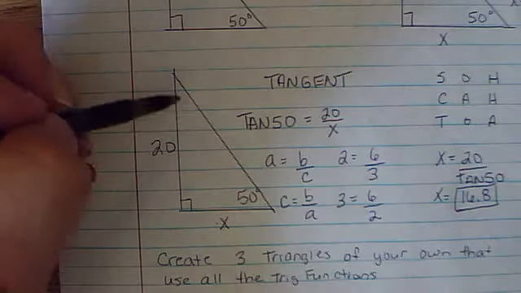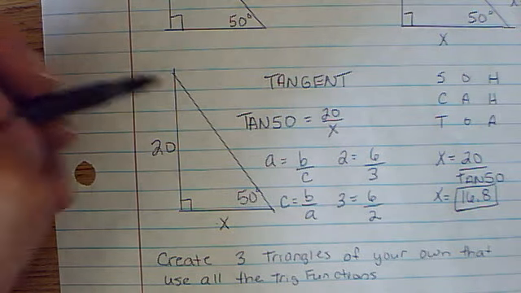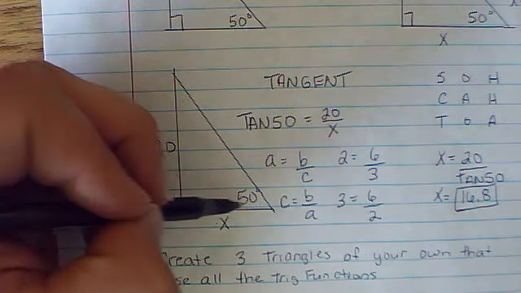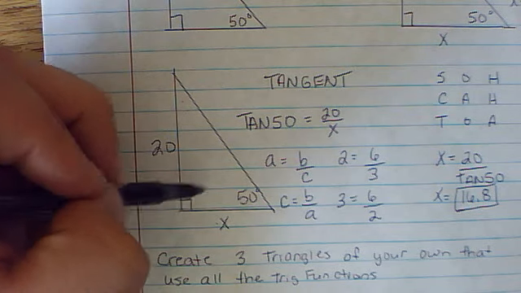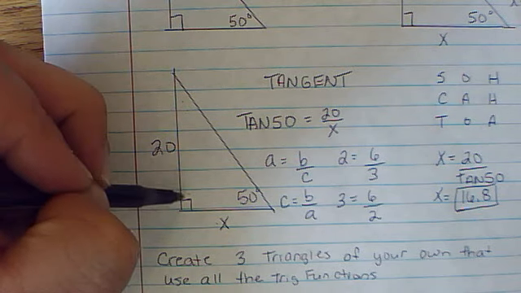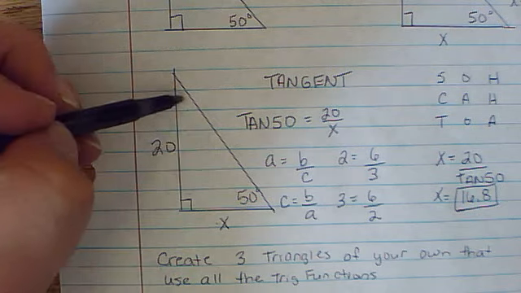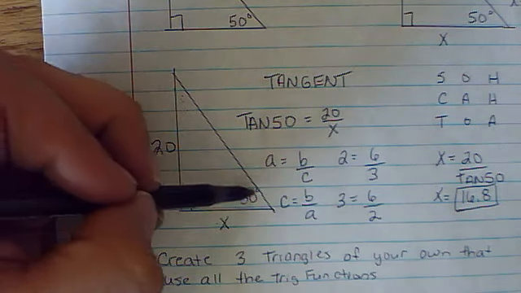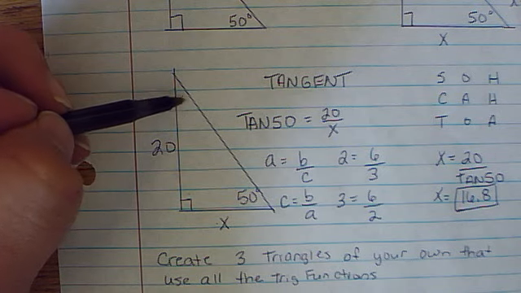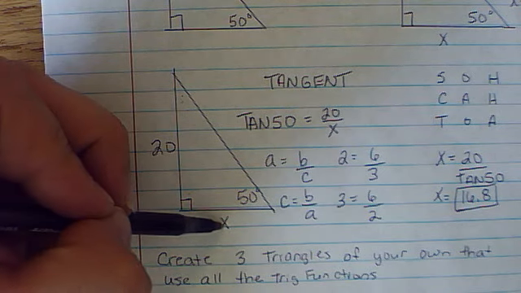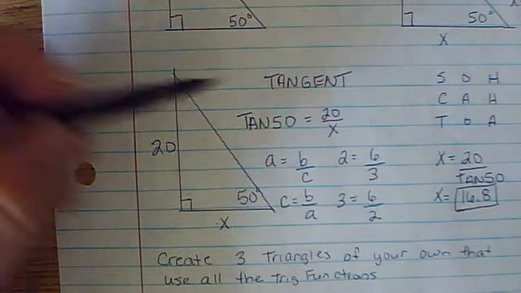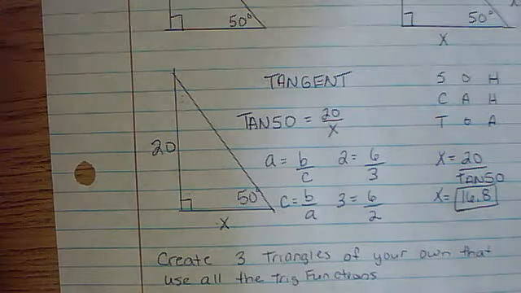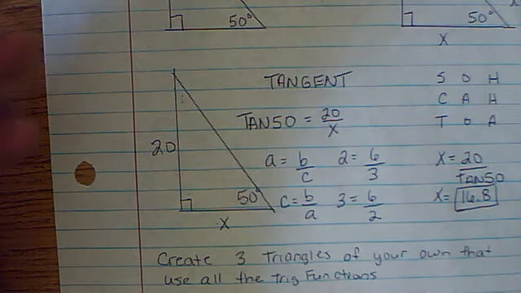Now I could have also used the tangent of 40 here, because I know that all three of these angles need to add up to 180. So if I have a 90-degree angle here, that means I would have 90 degrees more between these two angles, and that if this is 50, this would be 40. So I could say the tangent of 40 equals opposite over adjacent, x over 20. And I would still come up with this same 16.8 answer.